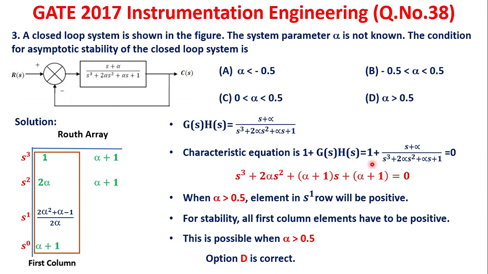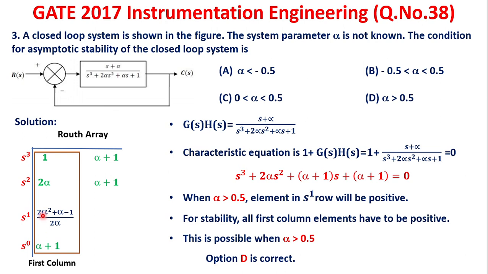So if we take LCM and simplify, this is the characteristic equation. From the characteristic equation, we have to formulate this Routh array we know. So the first row is 1, alpha plus 1. The second row is 2 alpha, alpha plus 1. So as usual, we have to find out the rest of the elements of the Routh array.